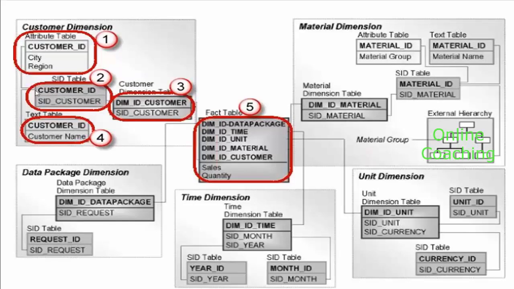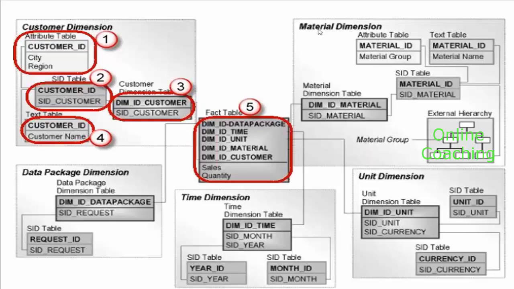One is attribute table, one is a text table. I have 2 types of text tables here. In between I have a SID table connected to the dim ID table. Dim ID table connected to your fact ID table. That's called your fact table. This is how the data will be connected from dimension table to fact table.